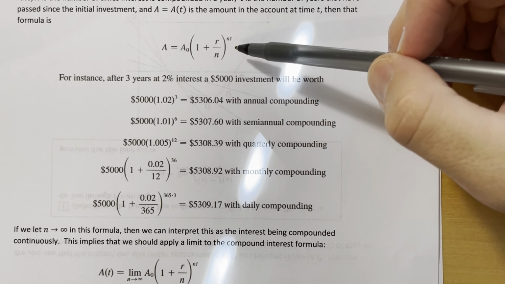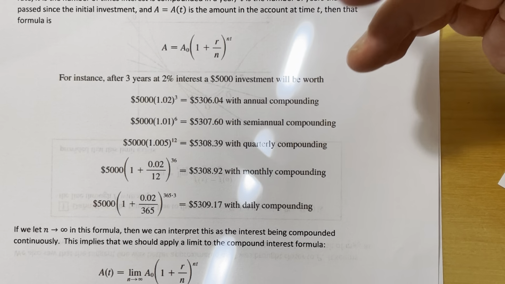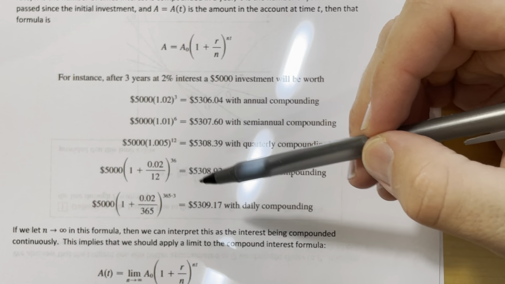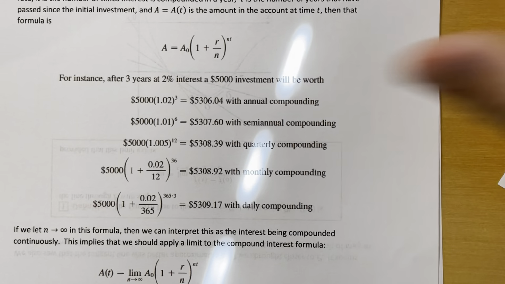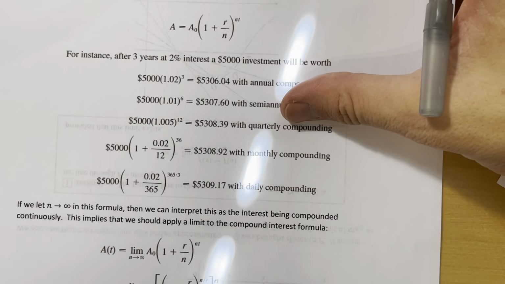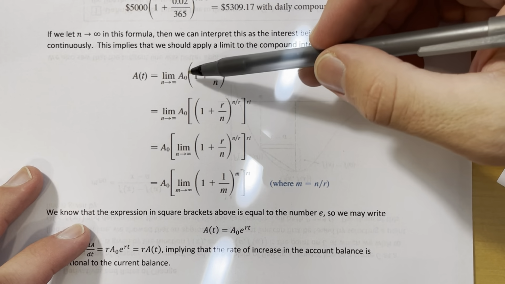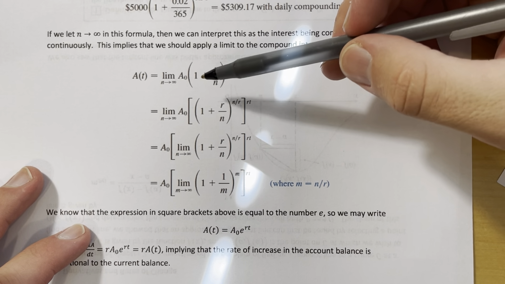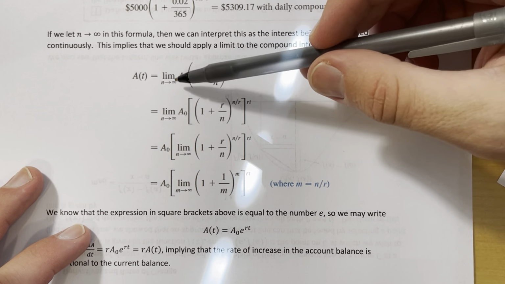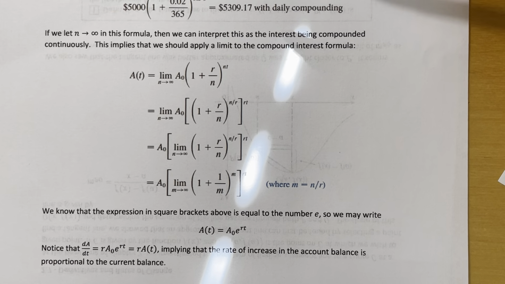Well, if we think of compounding interest every instant in time, then we can think of that in terms of what we would call continuously compounded interest. It's just continuously compounding. So we want to take our formula for compound interest and apply a limit to it as n goes to infinity.